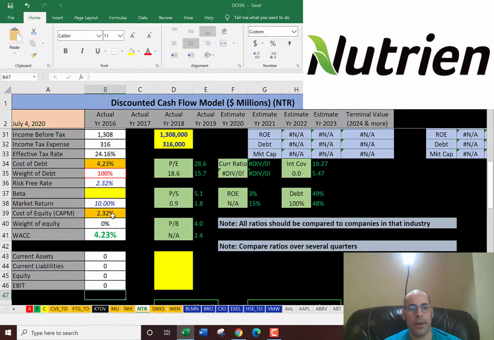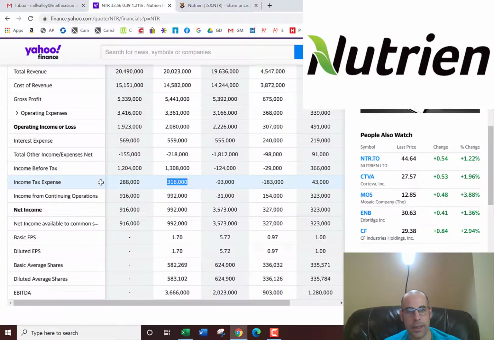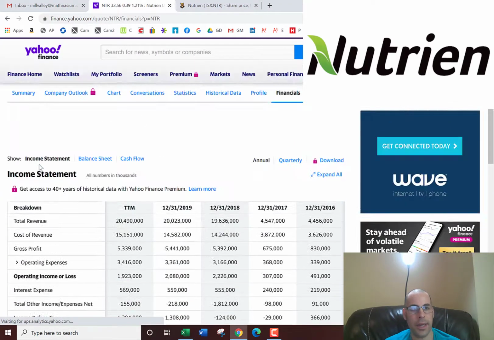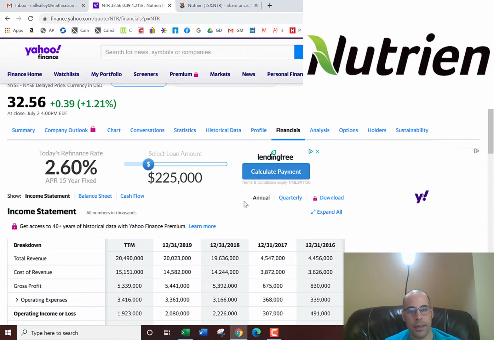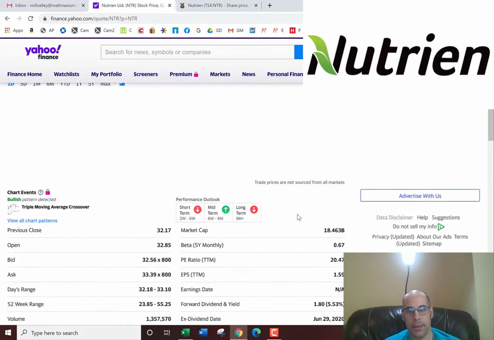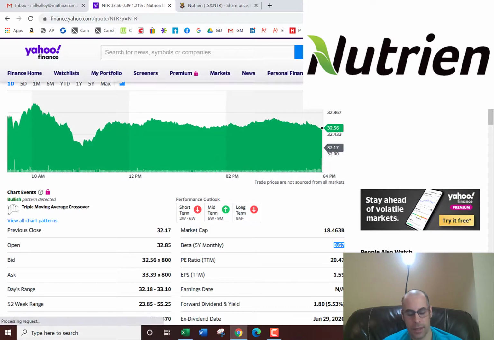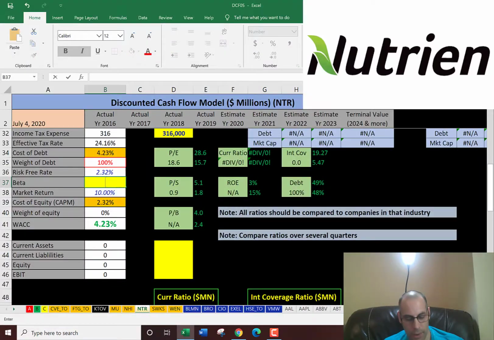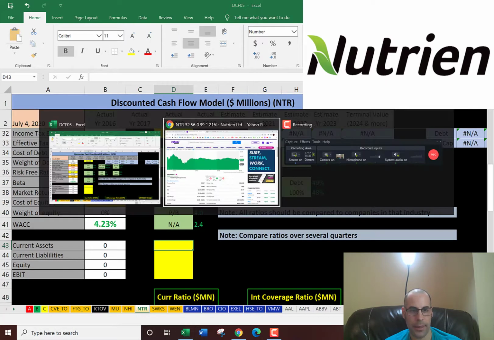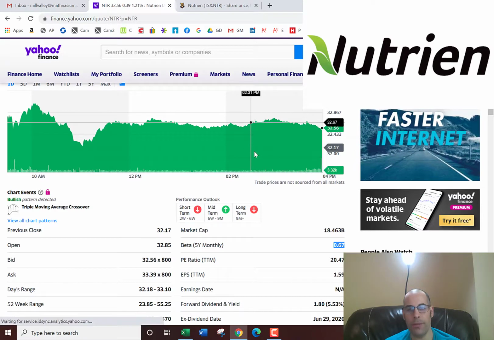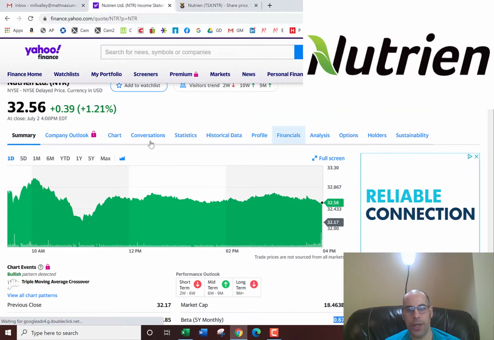And to get the cost of equity, we need the beta. That's the volatility of the stock. And their beta is 0.67. So their stock moves less than the market. So that's a good sign because that means the weighted average cost of capital will be lower with a low beta. We need some more information for the financial ratios.